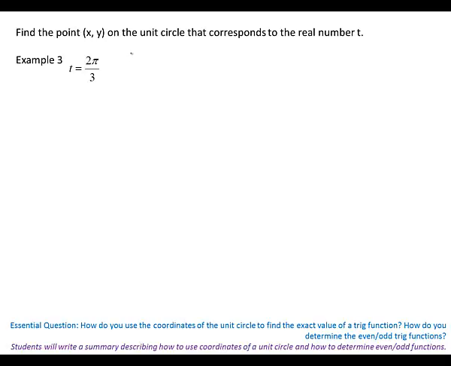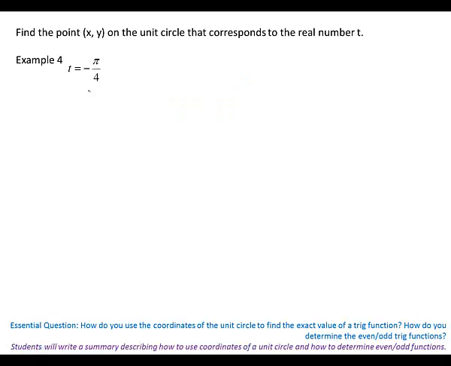Which quadrant is it in? Second quadrant. Read me the coordinates. What are the coordinates? Good, perfect. So all they want you to do is identify where it is on the unit circle. That's it.